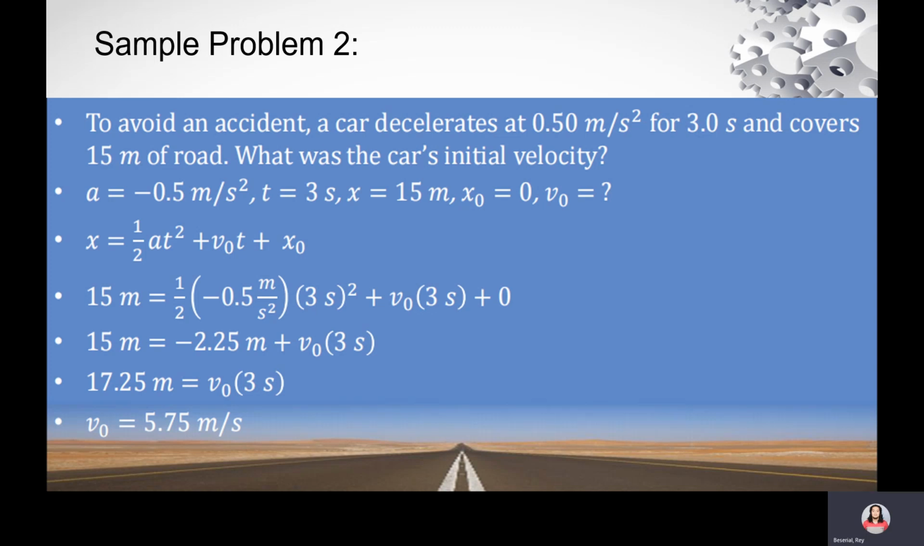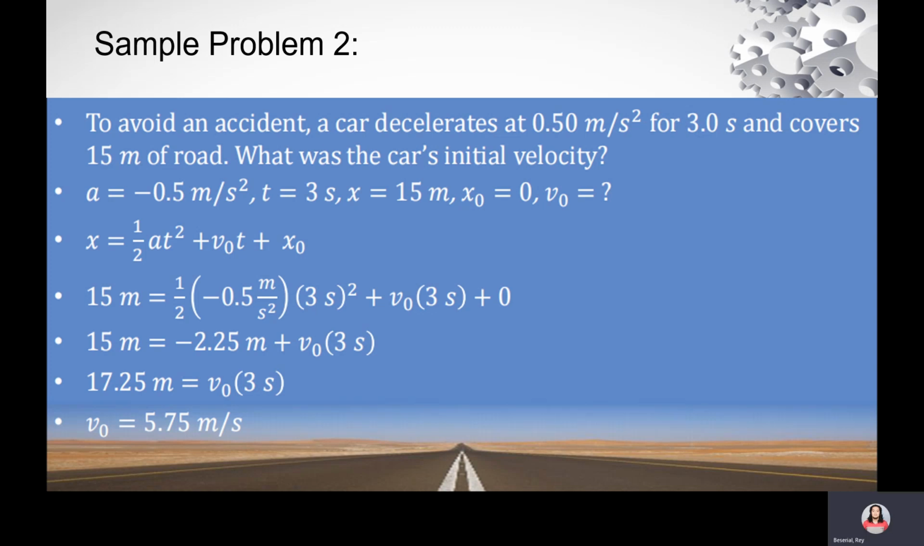And then yung x natin, yung final position niya na cover. Yung na-cover niya is 15 meters of the road. And then yung initial position is equals to 0. And then ano ang ating initial velocity?